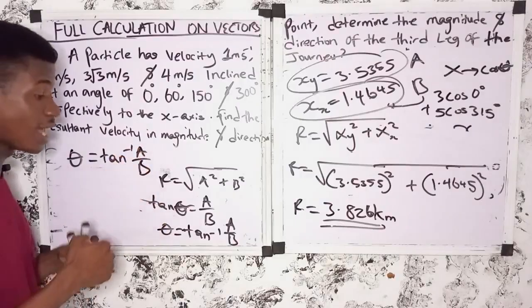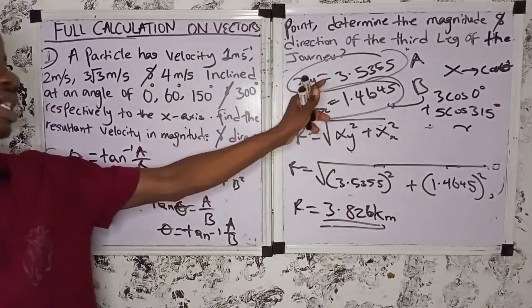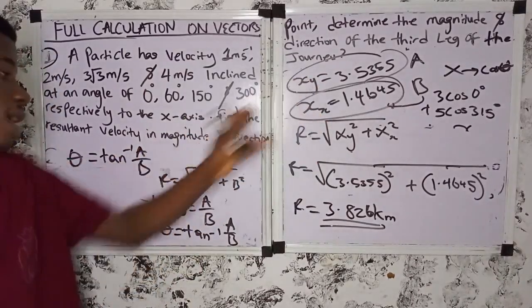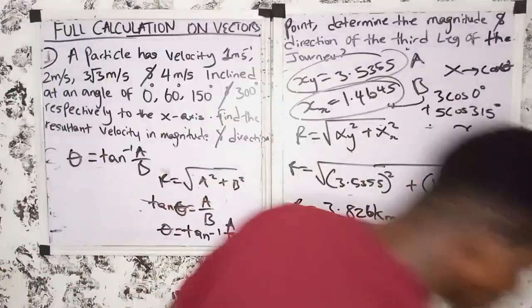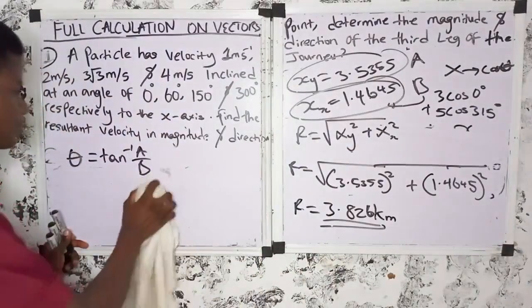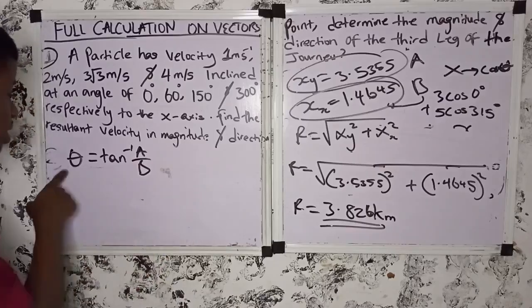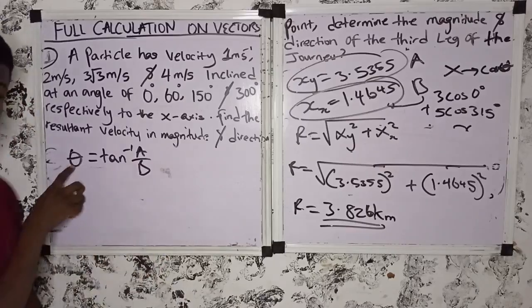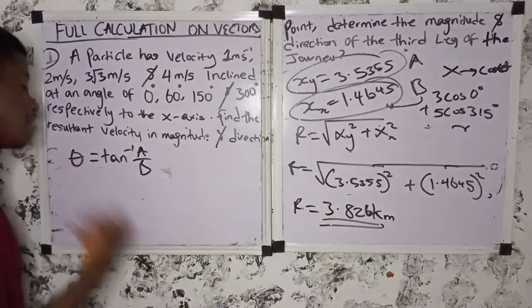This a is y-axis, b is the x-axis. Or you can say a is the y, I mean xy, and b is the x. So that is just it. Now let's continue. Now we are looking for the angle, we are looking for the direction, right? This is the direction. Theta is the direction of the arrow. We are looking for theta itself.